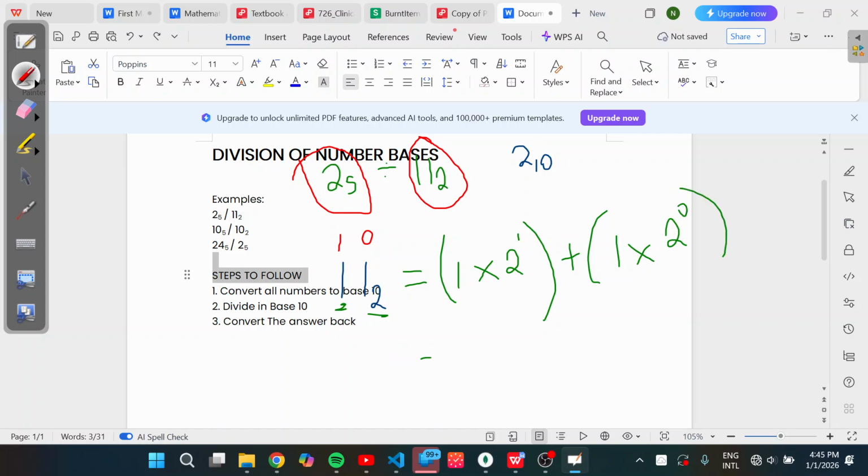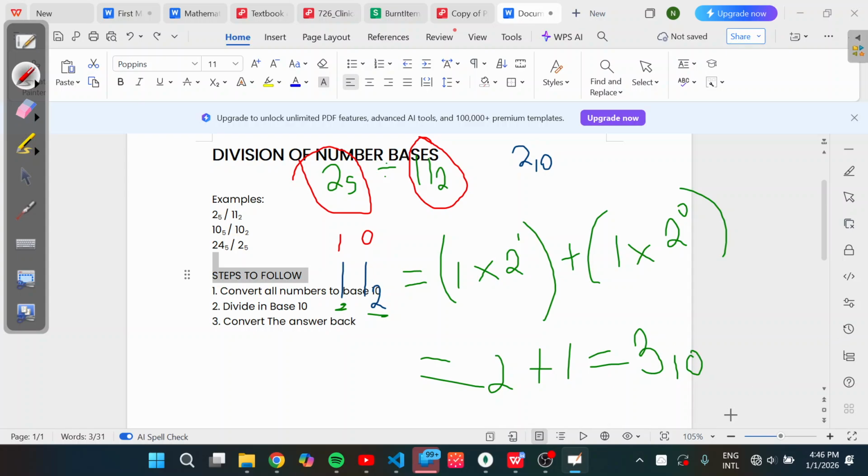Now what's going to be our final answer? Let's look at it together. 2 to the power of 1 is 2, so 1 times 2 is 2. Plus 1 times 2 to the power of 0. 2 to the power of 0 will give you 1. So 1 times 1 will give you 1. So 2 plus 1 is going to give you 3. That means 11 base 2 in base 10 is going to be 3 base 10.